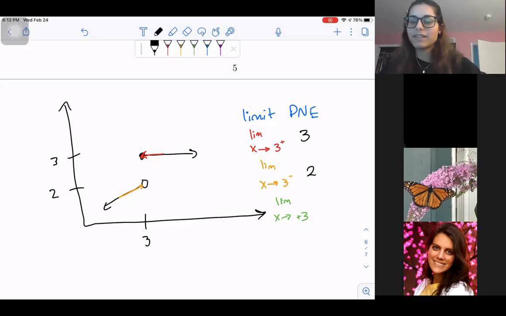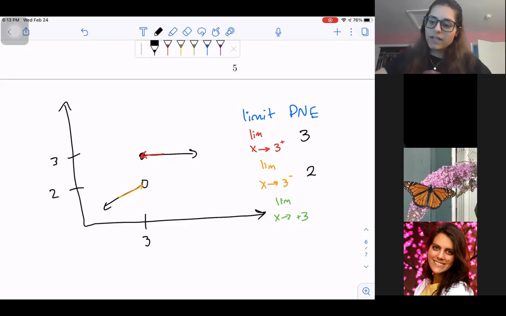We're getting infinitely close to it, but we will never actually hit that open circle. The open circle is infinitely small. It is exactly at x equals 3. And our limit never actually hits exactly x equals 3. It just gets really, really close to it. So at that point, our limit is 2.